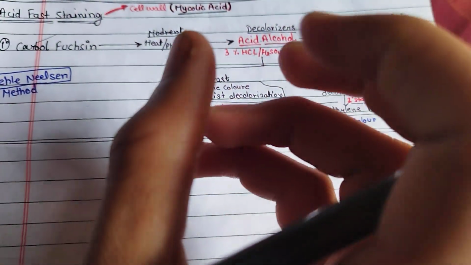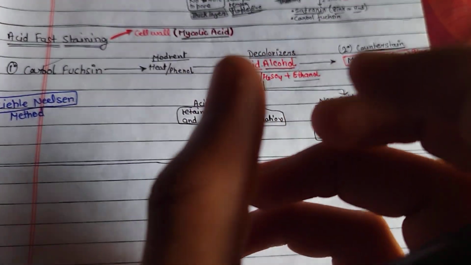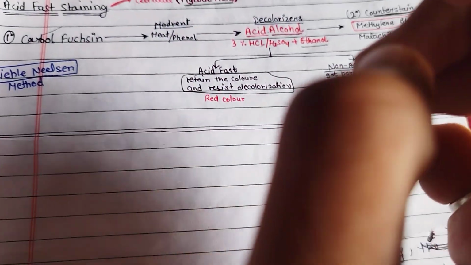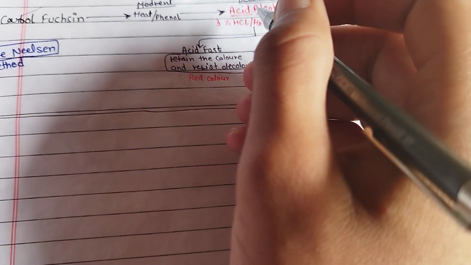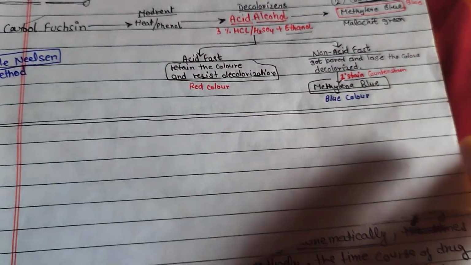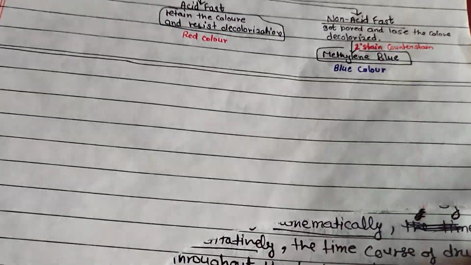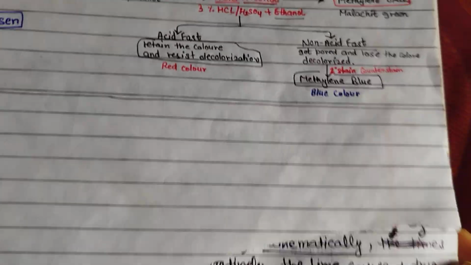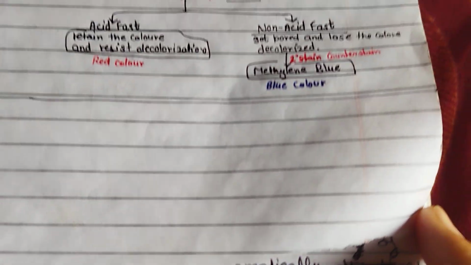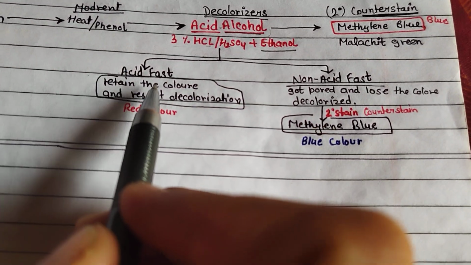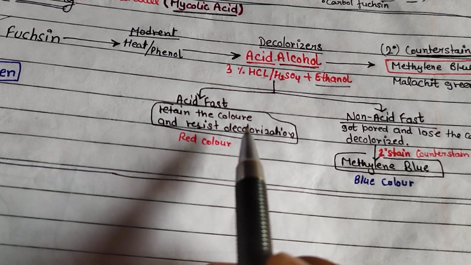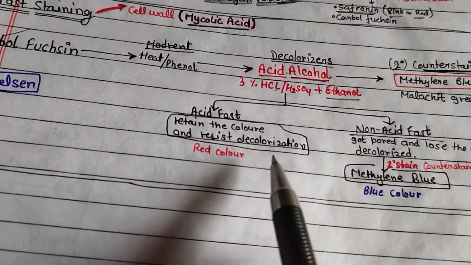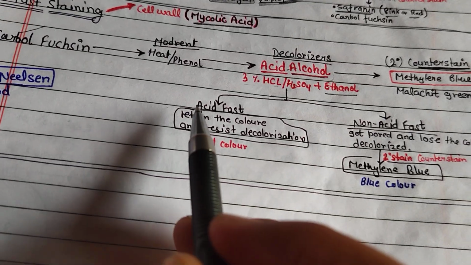So by the combination and dilute alcohol, we are using this solution to decolorize the bacteria with the primary dye, but it depends on the bacteria, right? And it tells about the bacteria itself. Is it acid fast or non acid fast? So acid fast bacteria will retain the color and resist decolorization, and it will be red in color. Hope you got it now.